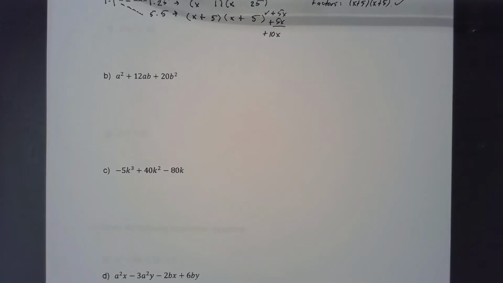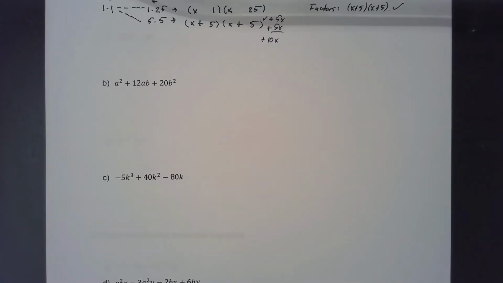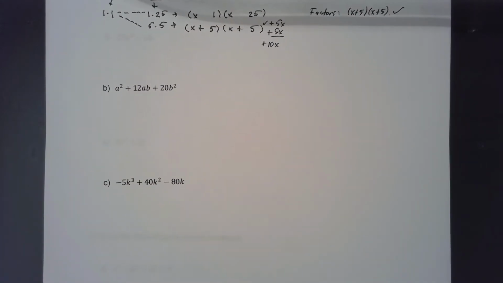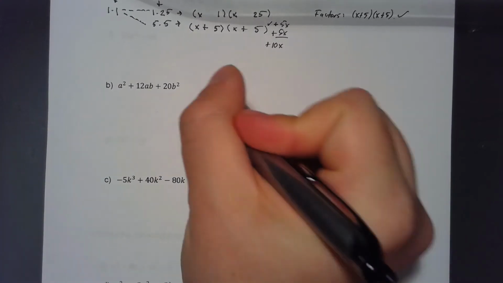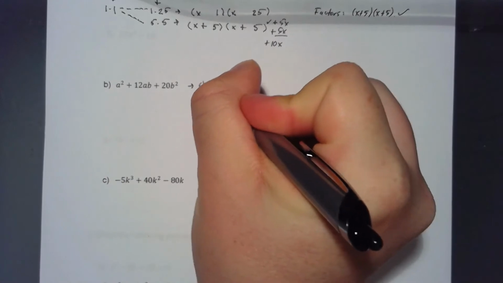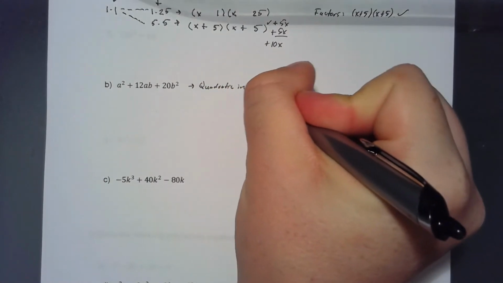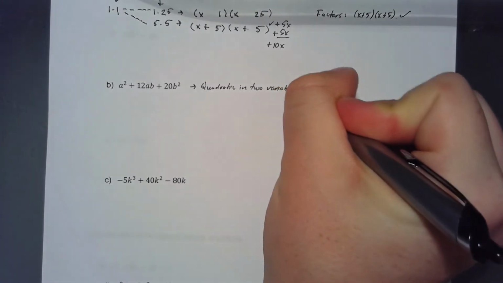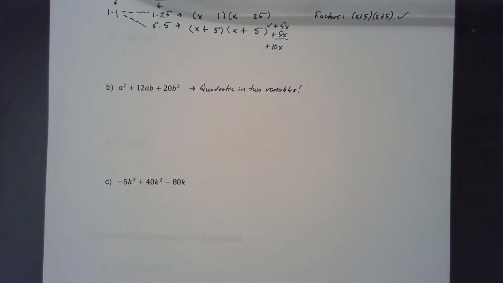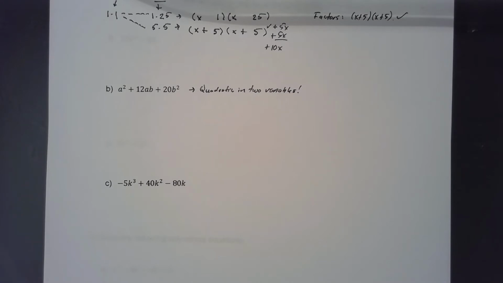Letter B. Now, if you remember, well, there is no GCF. There's no GCF. Okay. So I could rule that out. Now, you have to be able to recognize that this is a quadratic in two variables. Right? It's a quadratic in two variables. Don't just assume that because there's no GCF that it's prime. Okay? Don't assume that because it could probably factor. It's a quadratic in two variables, so I need to check.